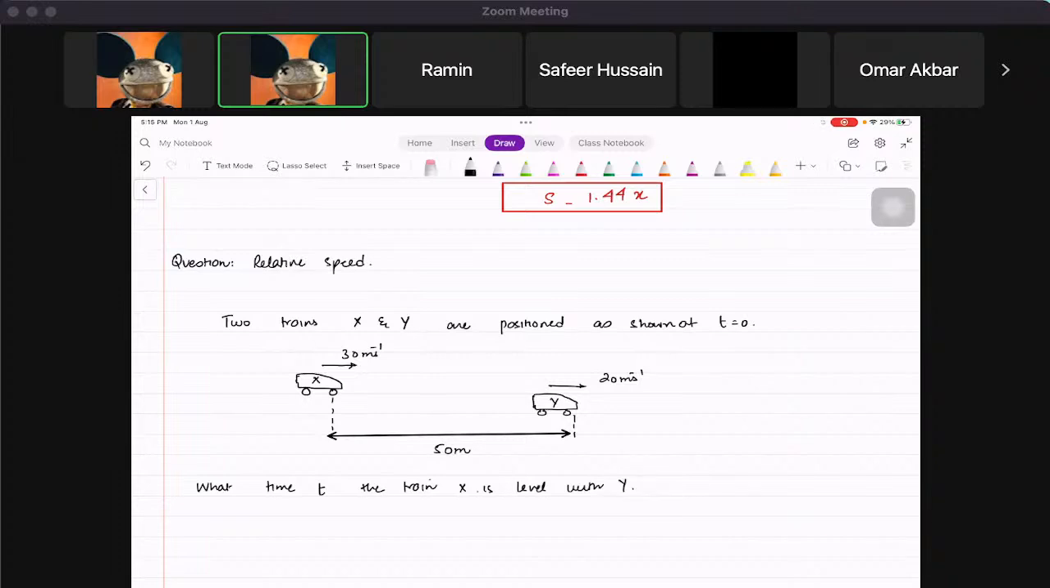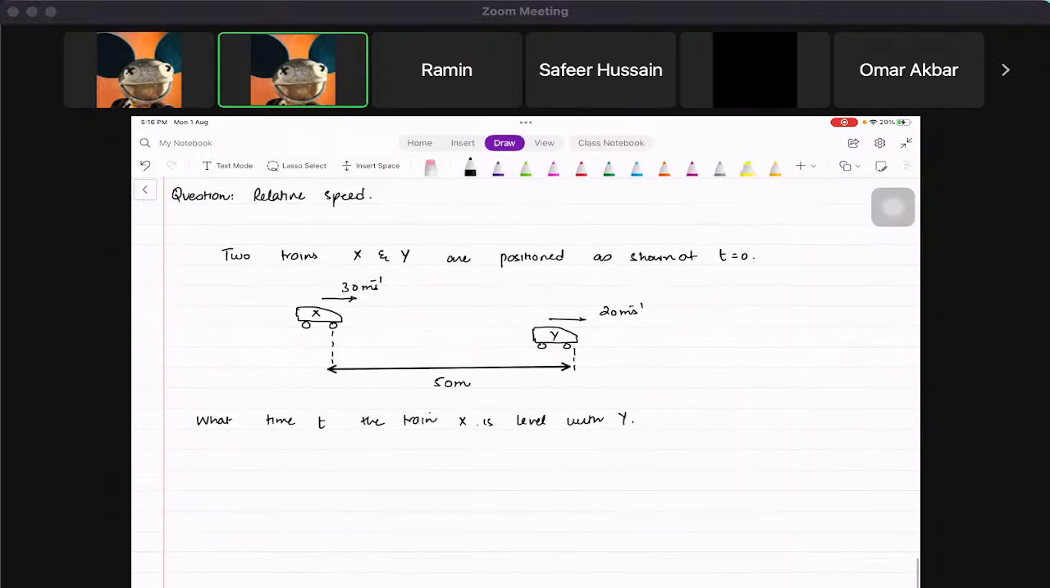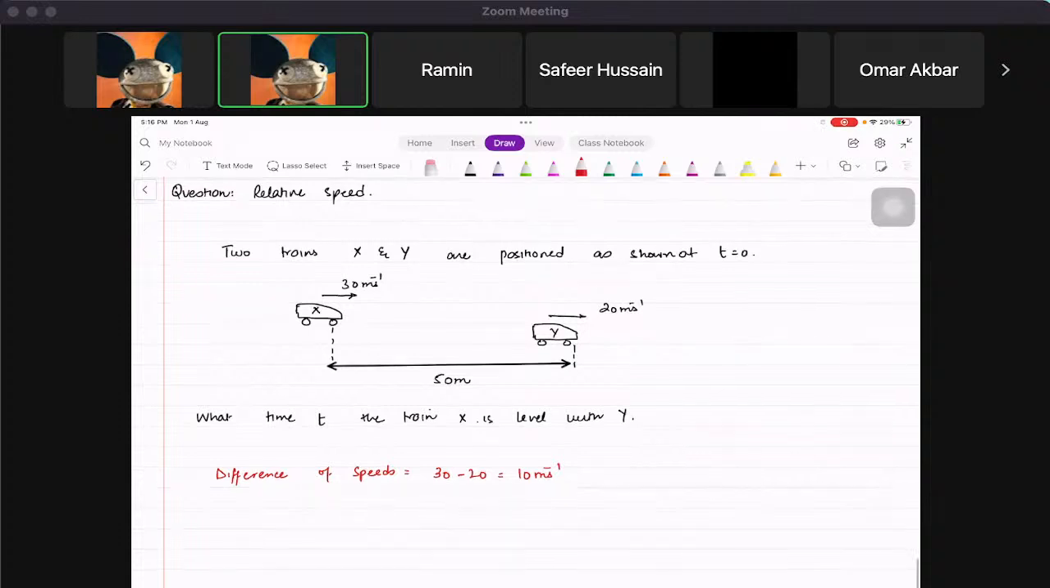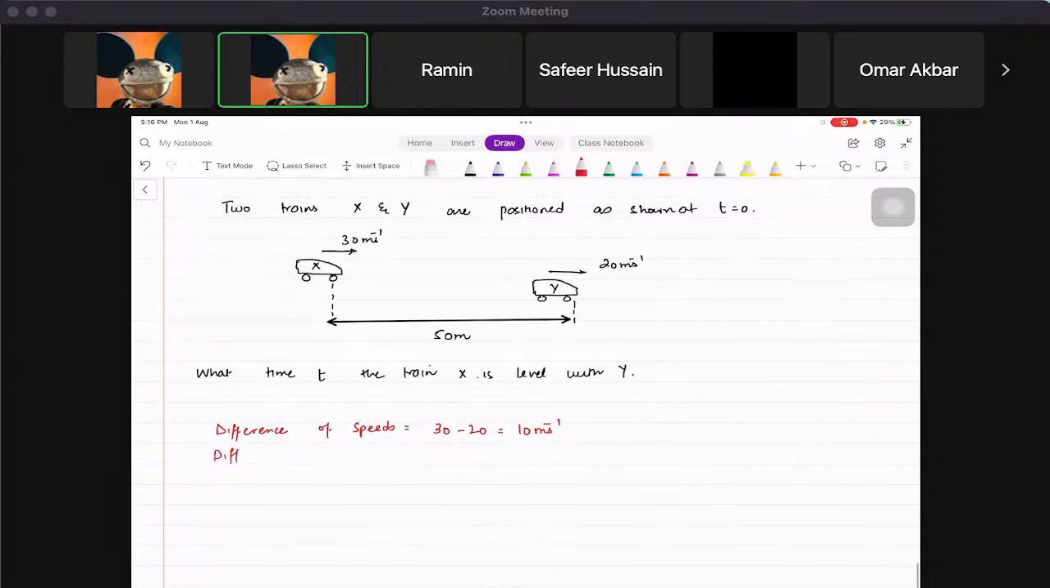So what you guys should understand is, in these sort of questions, that you got to find the difference of speed. So that would be 30 minus 20. The difference between them is that X is 10 meters per second faster. Although it's going at 30, relatively, according to Y, it is just 10 meters per second faster. And at time 0, the difference of distance between them has to be only 50 meters because that's the length, right?